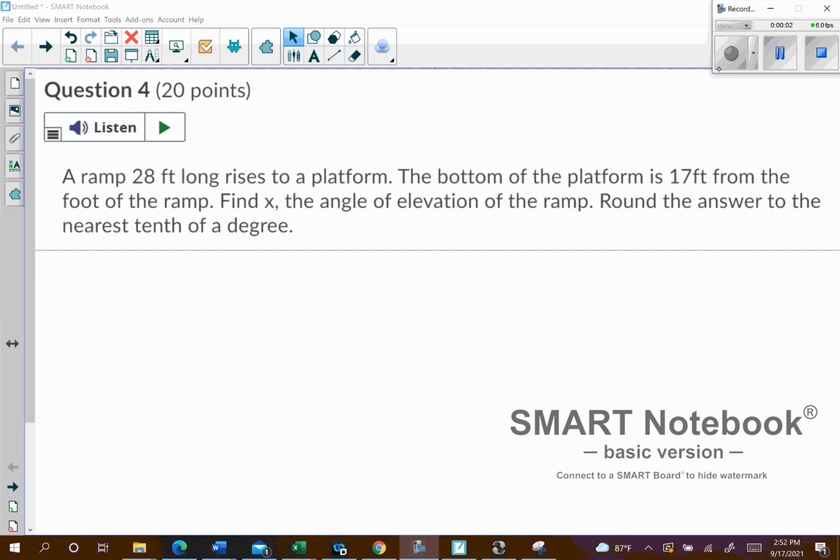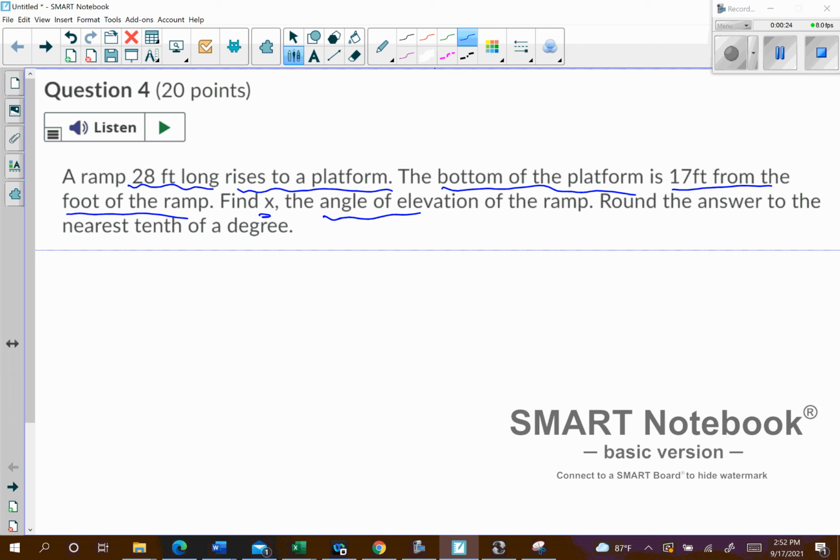All right, so these are the questions from the quiz. So question 4, I'll kind of help set it up for you. Right here it says a ramp is 28 feet long, rises to a platform. The bottom of the platform is 17 feet from the foot of the ramp. Find X, the angle of elevation of the ramp. And then we're going to round to the nearest tenth of a degree.